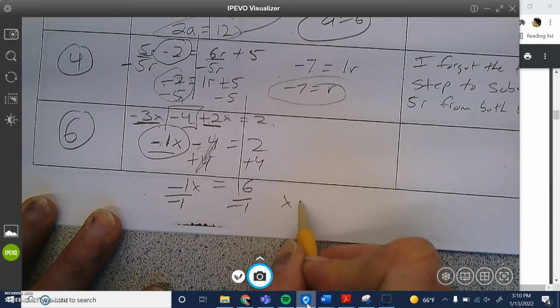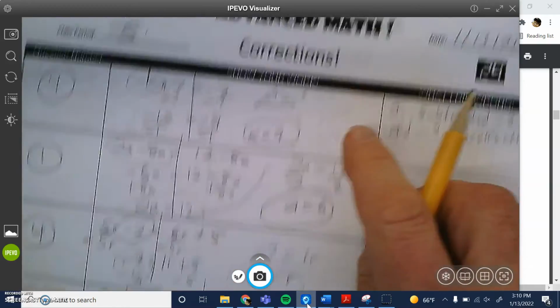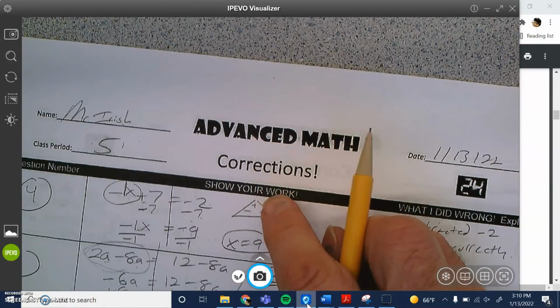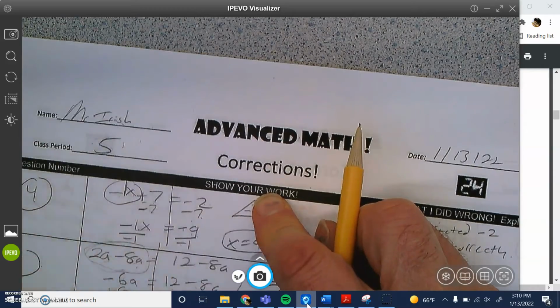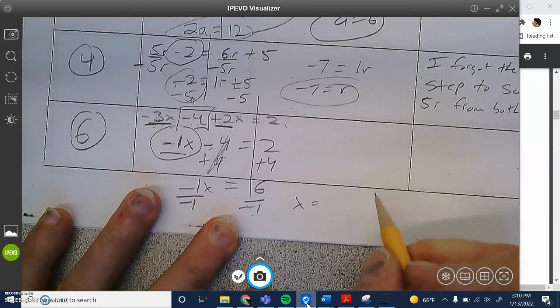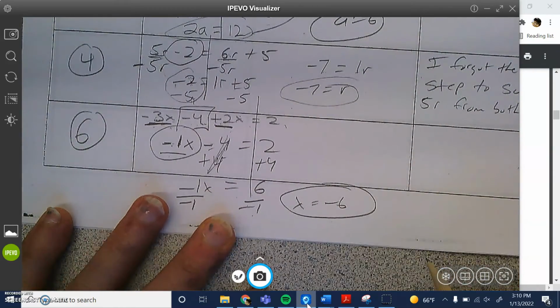Then I get x equals a positive divided by a negative. Go back up here. Positive divided by a negative, cover those up, and I have a negative. x equals negative 6. Got it. There it is.